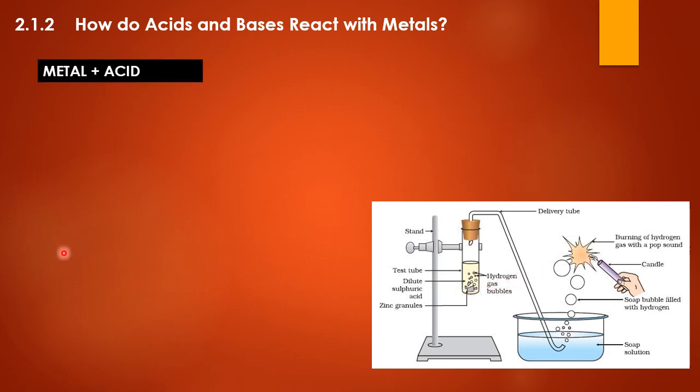Here, this is the general equation of reaction between metal and acid. When acid reacts with metal, it gives salt and hydrogen gas.